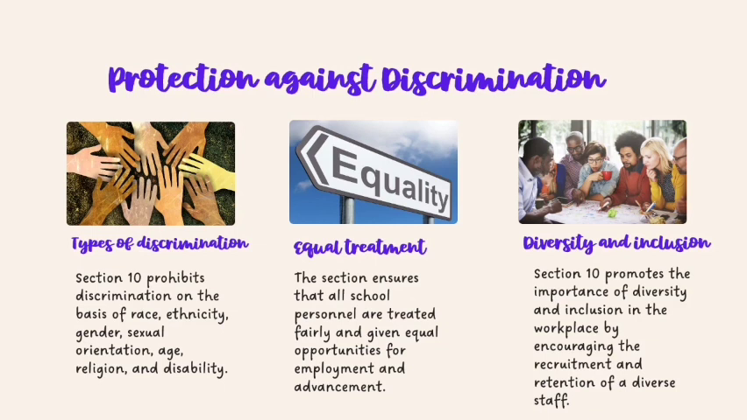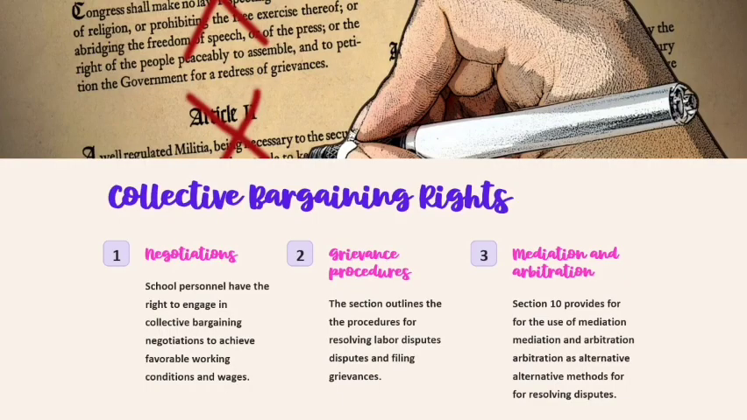Then the diversity and inclusion. Section 10 promotes the importance of diversity and inclusion in the workplace by encouraging the recruitment and retention of a diverse staff. Then we have the collective bargaining rights. First one is negotiations. School personnel have the right to engage in collective bargaining negotiations to achieve favorable working conditions and wages.